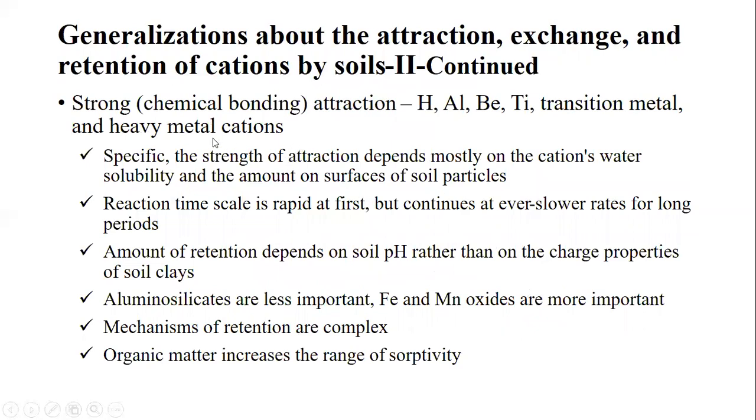Then we have the other type, we said the strong attraction that involves chemical bonding attraction. This includes hydrogen, aluminum, beryllium, titanium, transition metal, and heavy metal cations.